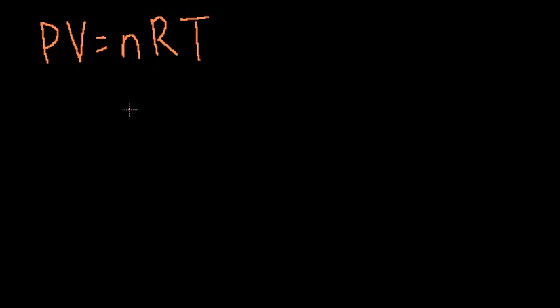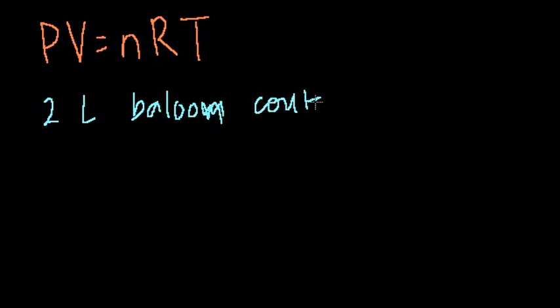But now let's apply it and actually do some problems, because just knowing this isn't good enough. So let's say that I have a 2-liter container, or let's say a 2-liter balloon containing hydrogen gas, and that's hydrogen as a diatomic molecule. So each molecule has 2 hydrogens in it. And let's say I'm measuring it at 30 degrees Celsius.